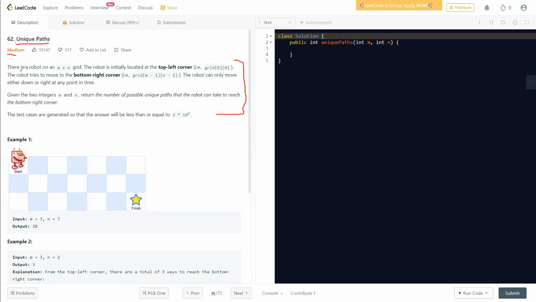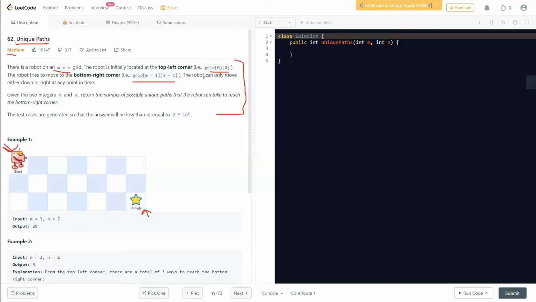So the question says that there is a robot on an M cross N grid. There's a grid of M cross N and a robot standing on it. The robot is initially located on the top left corner, that's the top left corner over here, the grid 00. Now it further says that the robot tries to move to the bottom right corner. So that's the bottom right corner over here, the grid m minus 1, n minus 1.